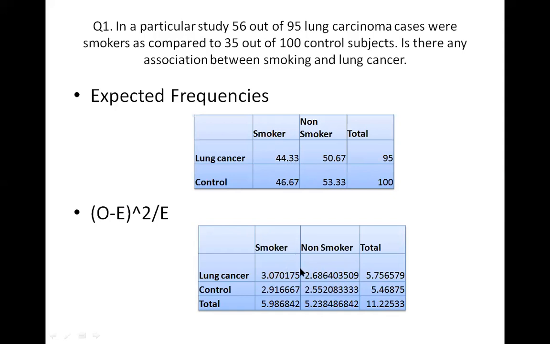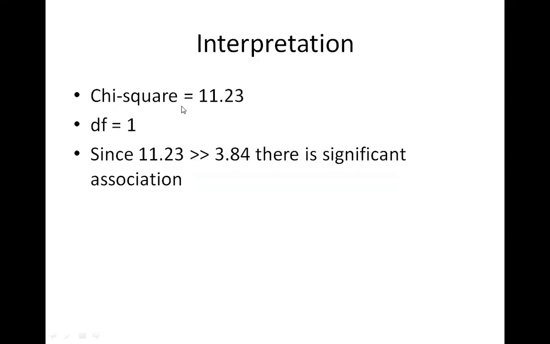These are the intermediate values, and this is the grand total. And this grand total will be nothing but chi-square. So the chi-square which we have calculated here is 11.23, and degree of freedom is 1. Since 11.23 is much more than 3.84, it means that there is significant association between smoking and lung cancer.